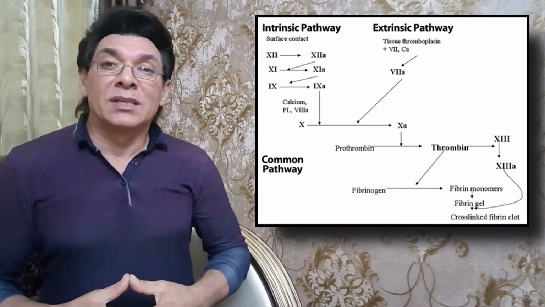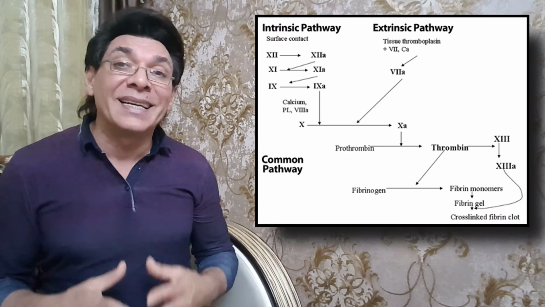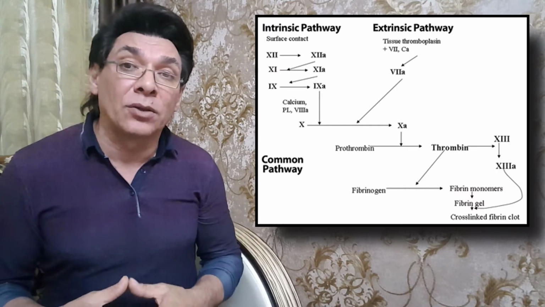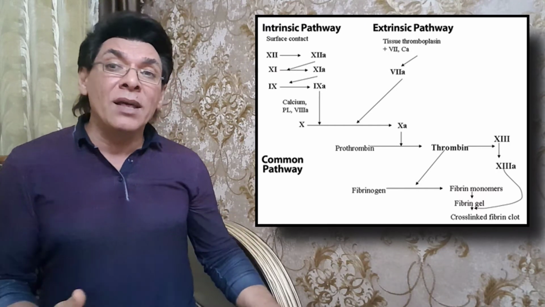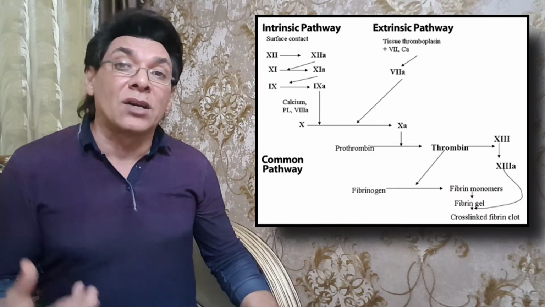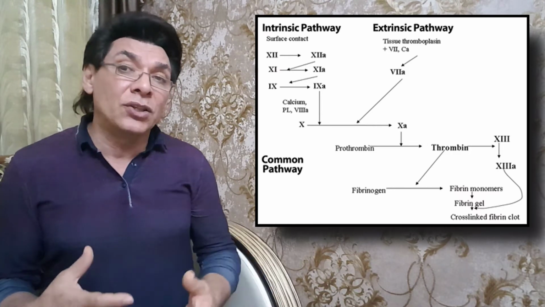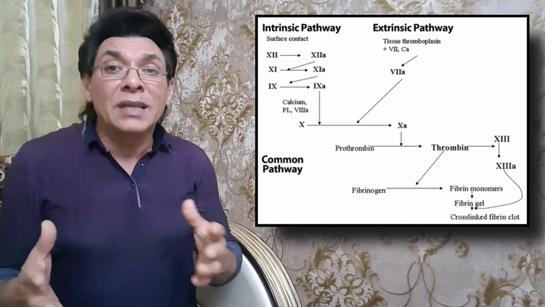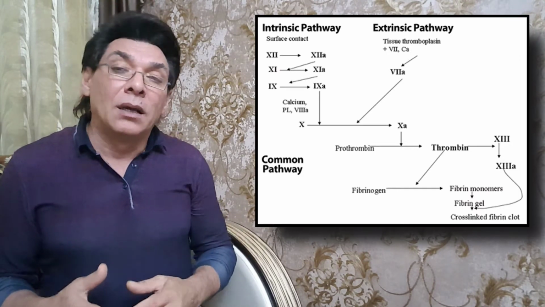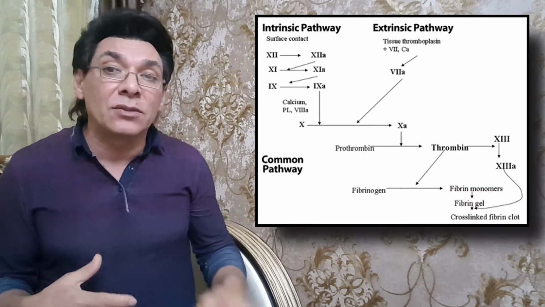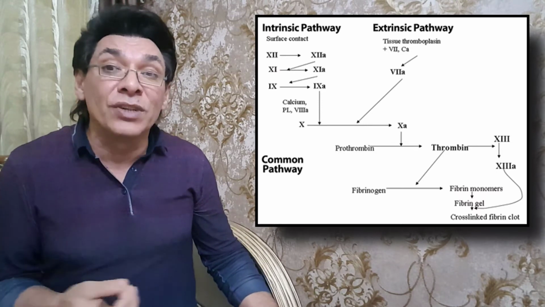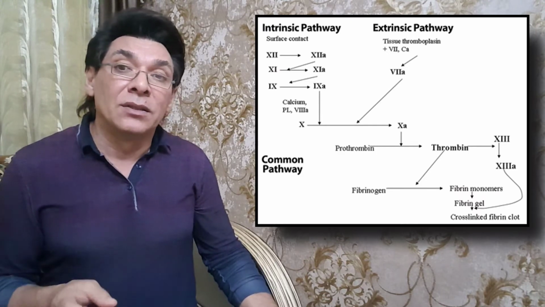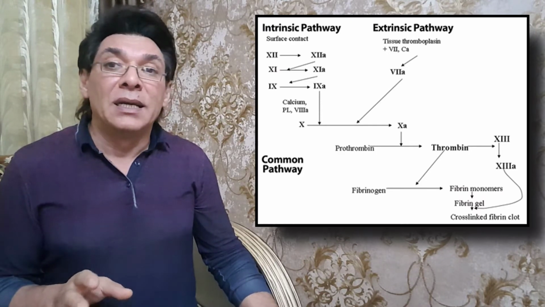Extrinsic pathway. The quicker responding and more direct extrinsic pathway, also known as the tissue factor pathway, begins when damage occurs to the surrounding tissues, such as in traumatic injury. Upon contact with blood plasma, the damaged extravascular cells, which are extrinsic to the bloodstream, release factor 3, thromboplastin.